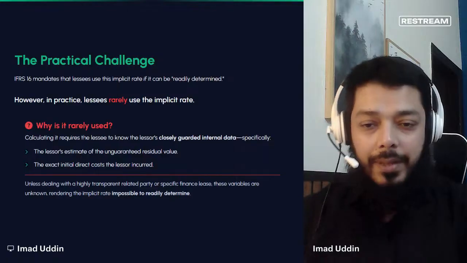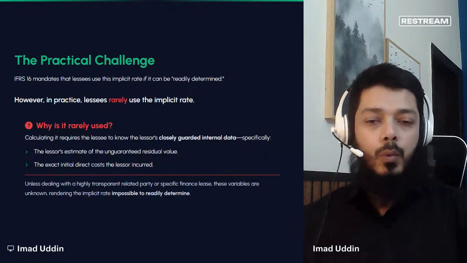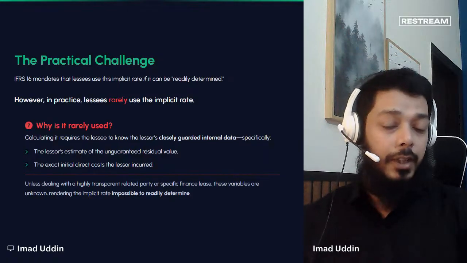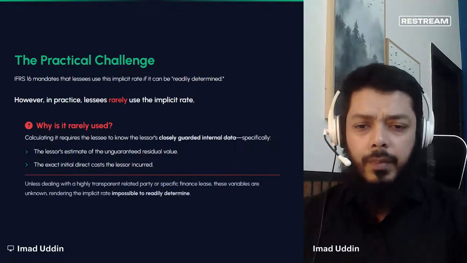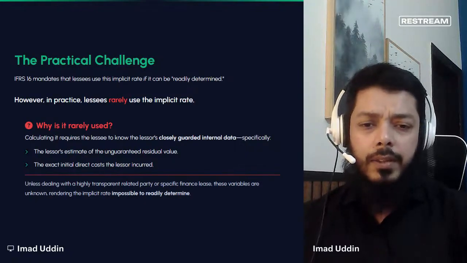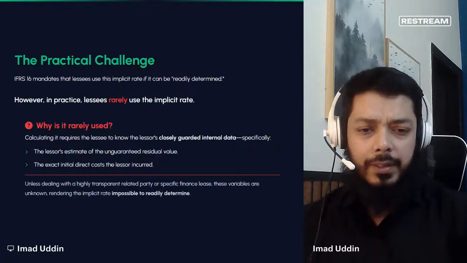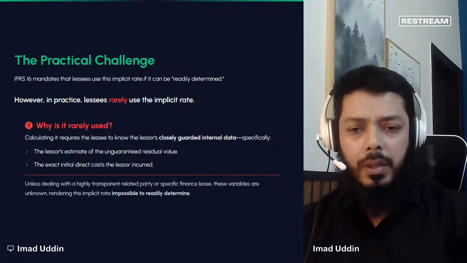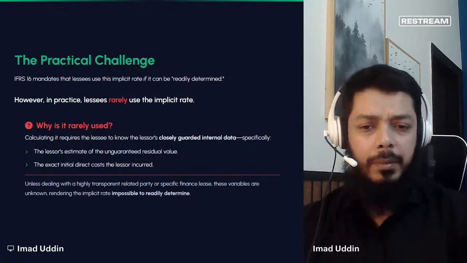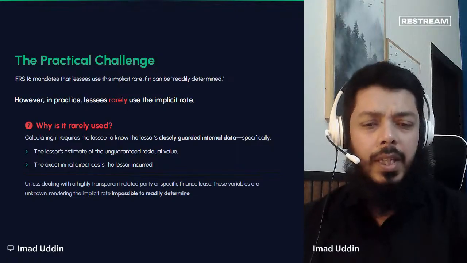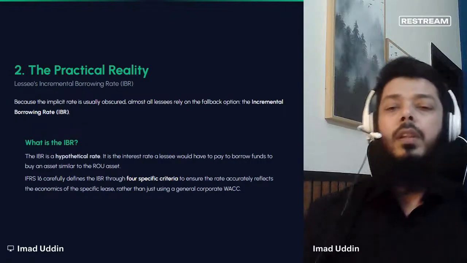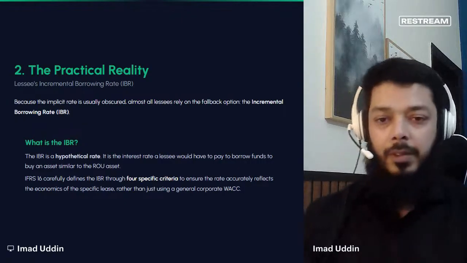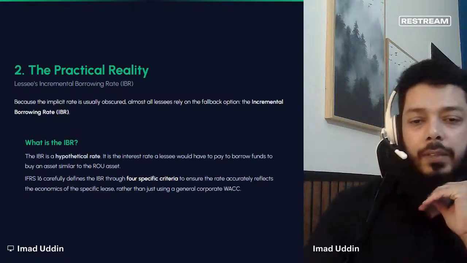But for the lessee, there's a practical challenge because the lessee does not know what the IRR of the lessor is. And so it's rarely used. Unless dealing with a highly transparent related party or specific finance leases, these variables are unknown, rendering the interest rate implicit in the lease almost impossible to readily determine, of course. And so in reality, we use the IBR.